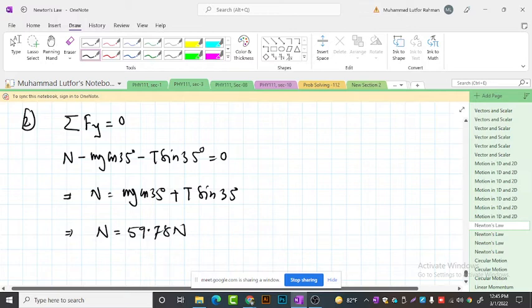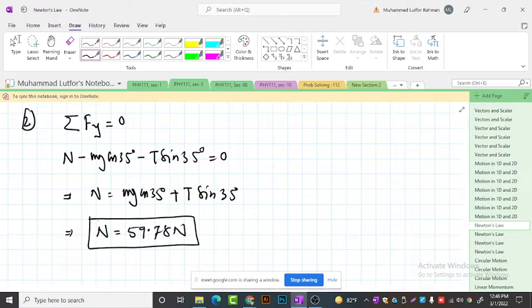59.78 Newton, which is definitely the apparent weight of this block or that solid ball, because its normal weight, mg, is basically more than that. It is different from that, so that's why it is apparent weight.